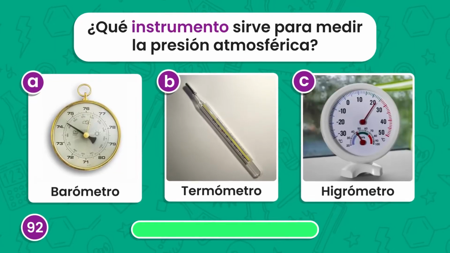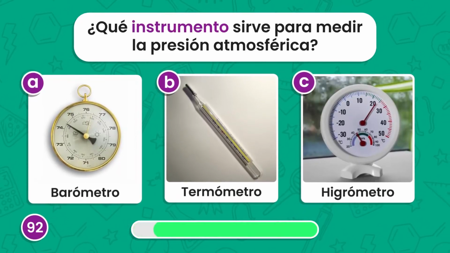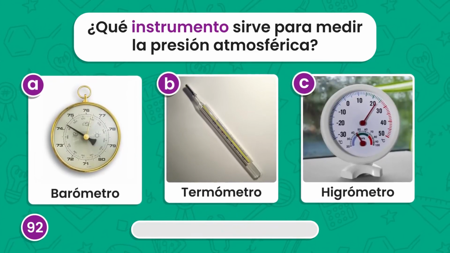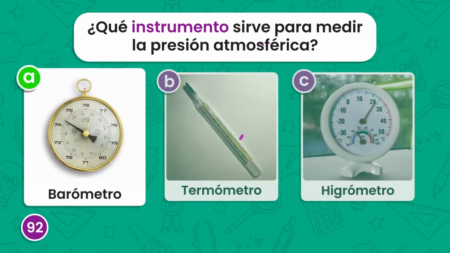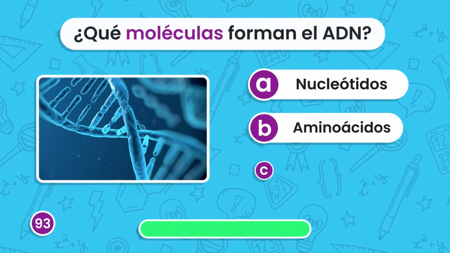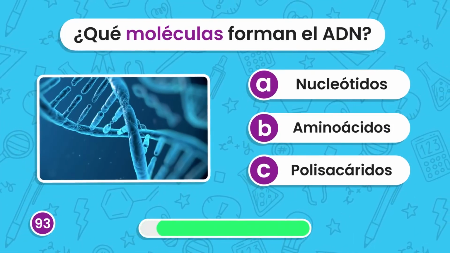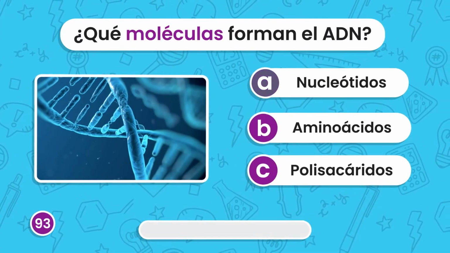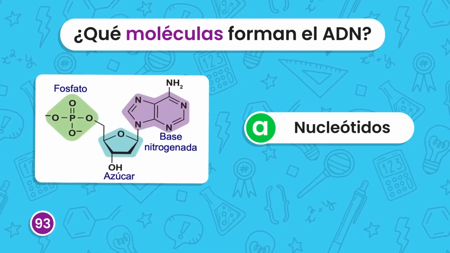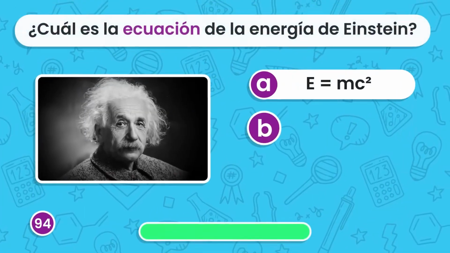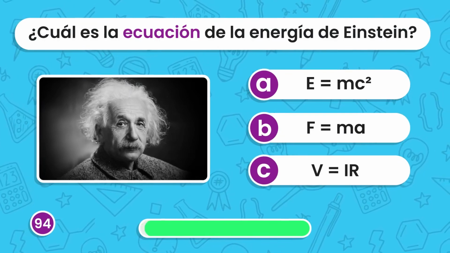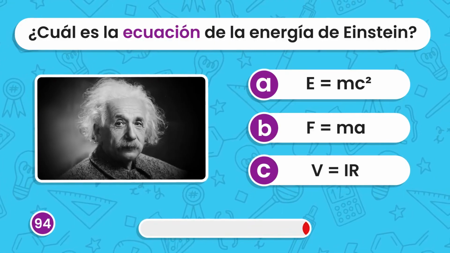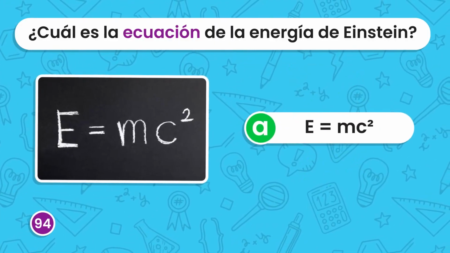What instrument measures atmospheric pressure? The barometer. Which molecules make up DNA? The nucleotides. What is Einstein's energy equation? E equals mc squared.